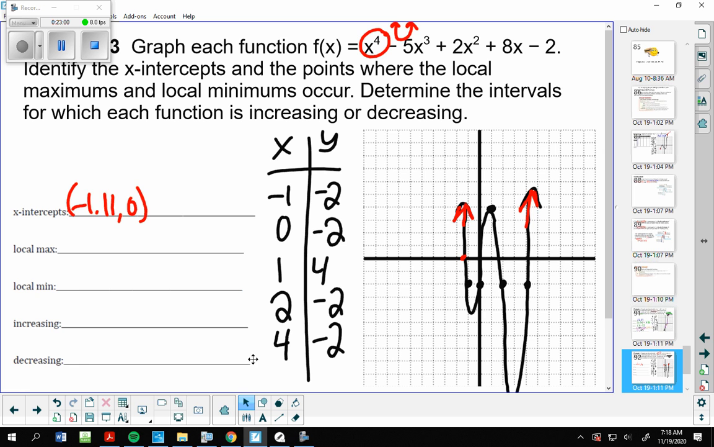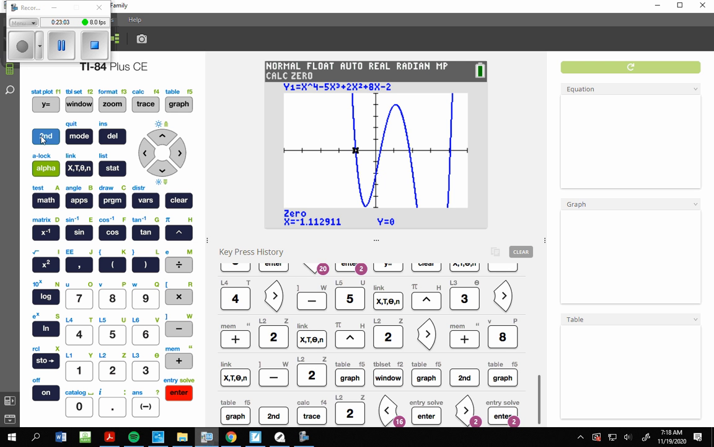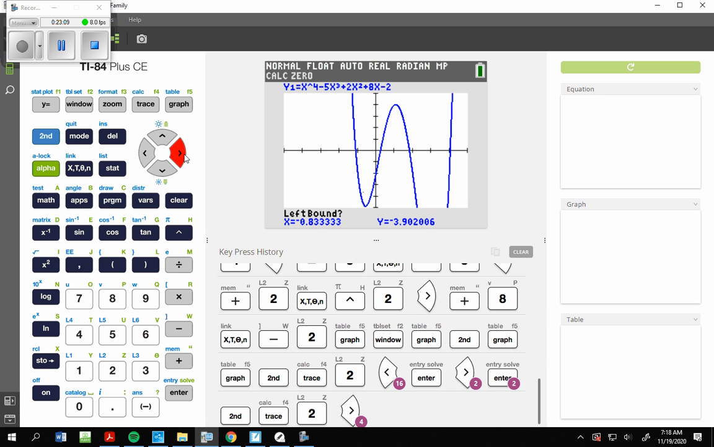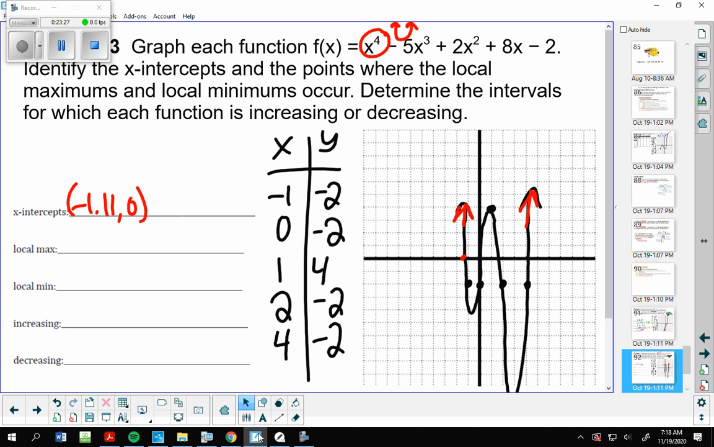All right, the next x-intercept. Let's trace the next one. So you're going to have to hit second trace again, and then hit 2. Left bound, so now I'm on the left side of my intercept. Hit enter. Right bound, hit enter, and then hit enter again. 0.24. Yeah, I guess mine kind of looks like it's at 0, but close enough. Right, 0.24 is pretty close to 0.